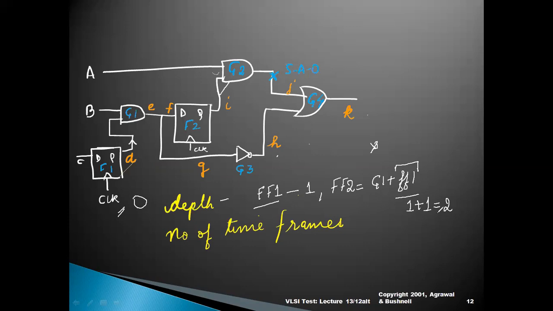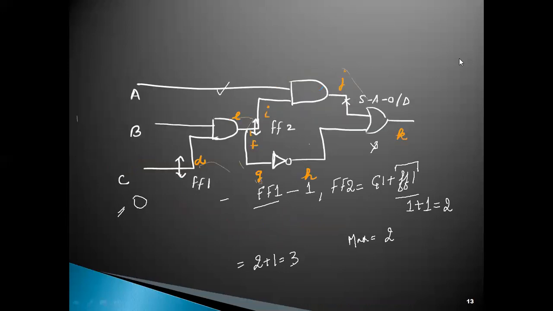So the maximum sequential depth of our circuit is 2. So this is the maximum value what we get. So it means number of time frames is going to be 2 plus 1, that is 3. It means I need to expand my circuit in 3 time frames. So I can just mention the point so that we are able to see the circuit. Okay. So we now simplify the circuit by removing the flip-flops so that I can analyze that.